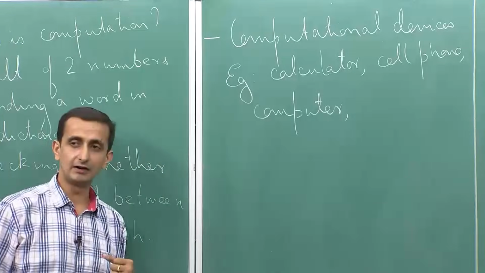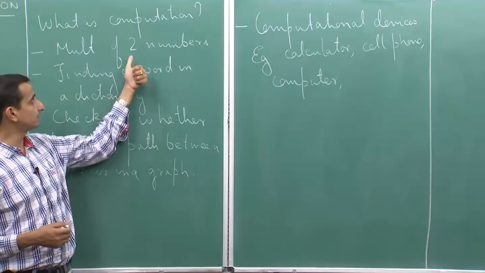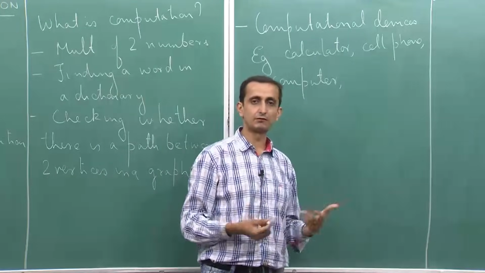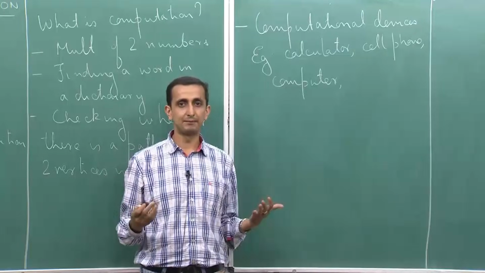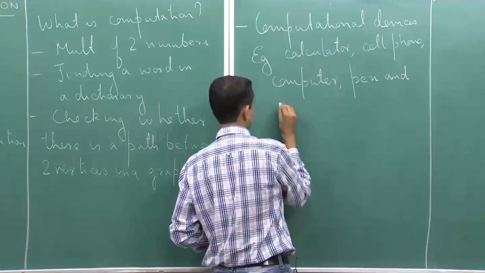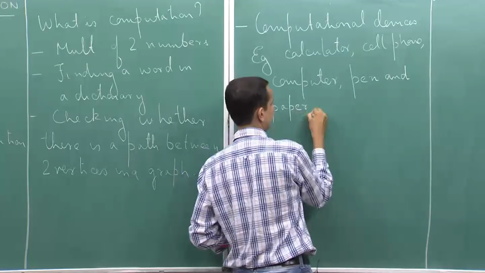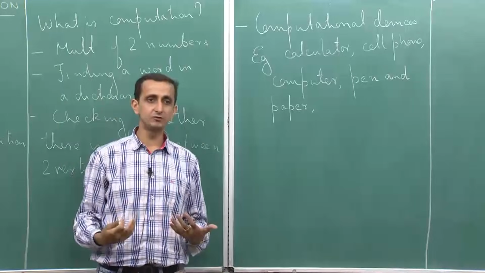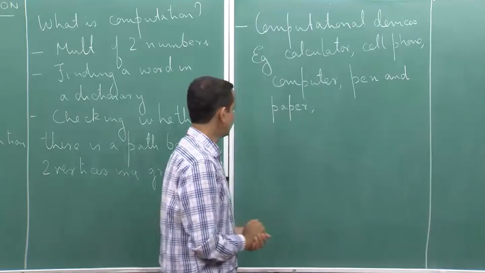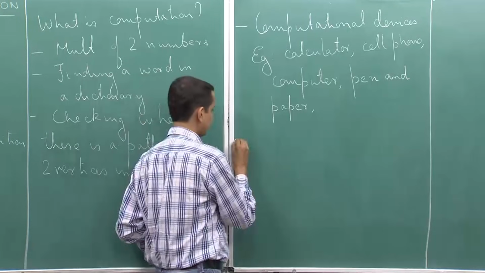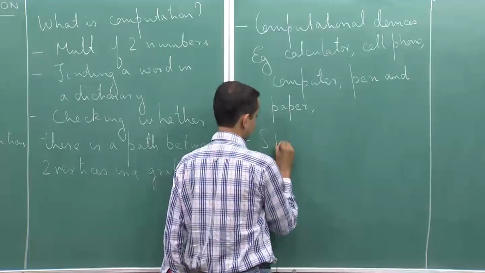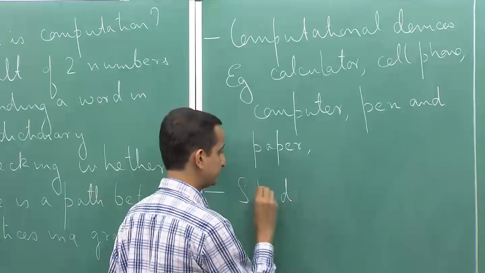And if you think about it a little bit, for example, when I look at the first computational problem, you can of course multiply two numbers using a calculator or your cell phone or a computer, but you can also do it on pen and paper. So, your standard pen and paper also is a computational device, because you can use that to solve certain computational problems. So, in this course we will study computational devices based on the resources that they use.